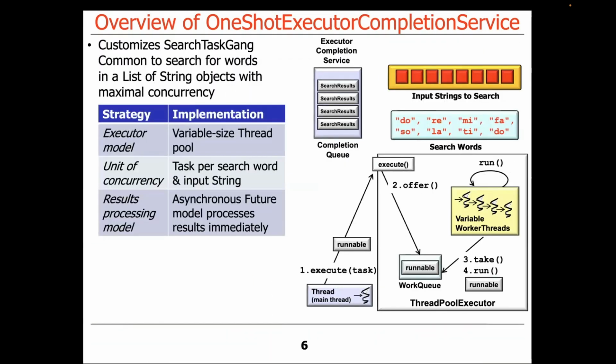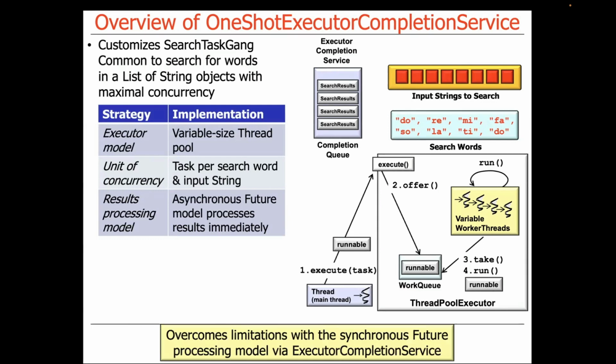So the executor model is going to be a variable size thread pool. It's actually a work stealing pool, as we'll see. And the unit of concurrency will be a task per search word and input string. So it's got more concurrency than what we saw before. And its results processing model uses an asynchronous future model that processes the results immediately as they complete. So this gives it a little bit of an edge over the previous examples we've looked at. In particular, the synchronous future processing model with the one-shot executor service future strategy we looked at in the previous part of this lesson.